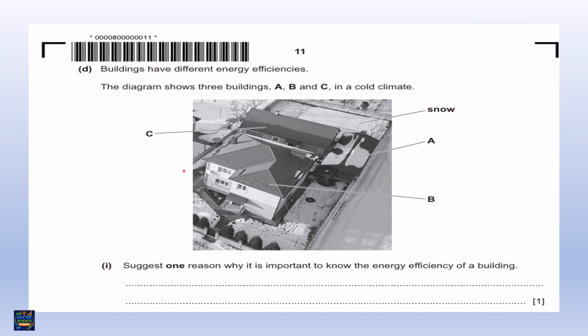Again, part D of question number 5 is a diagram-based question. Buildings have different energy efficiencies. The diagram shows 3 buildings A, B and C in a cold climate. What is the question? Suggest one reason why it is important to know the energy efficiency of a building. This carries only 1 mark. You need to write the answer by observing the given diagram, and you need to write only one reason.